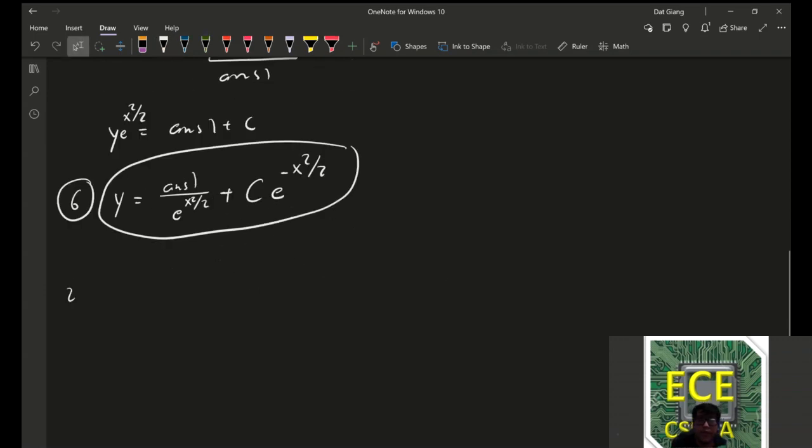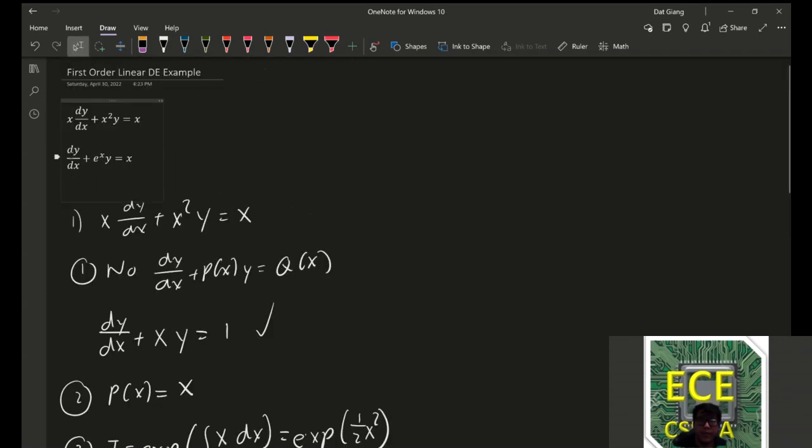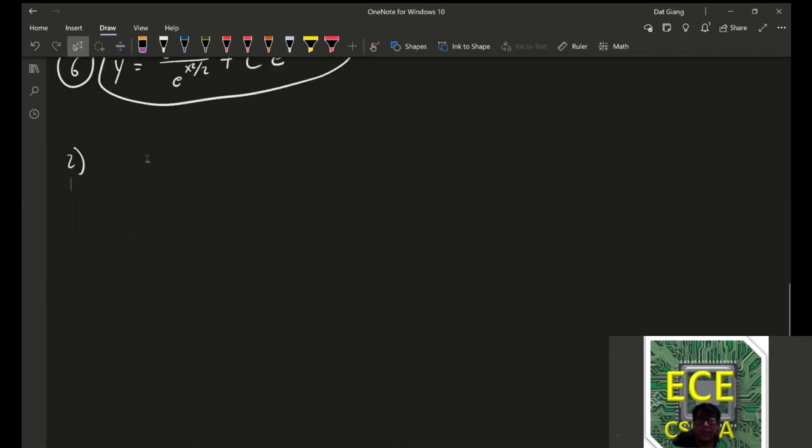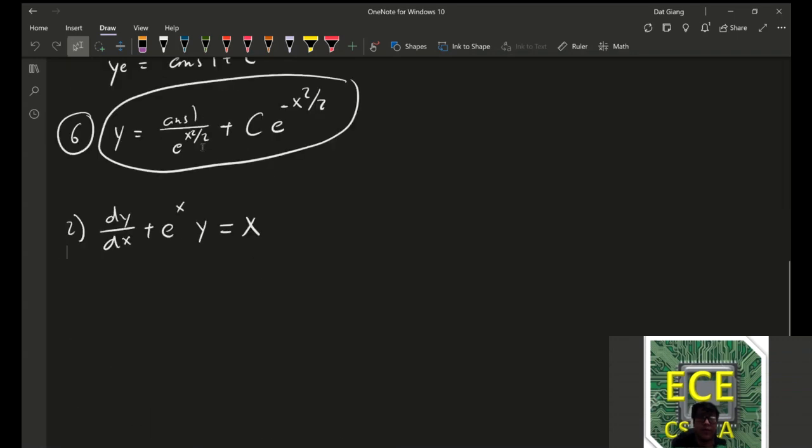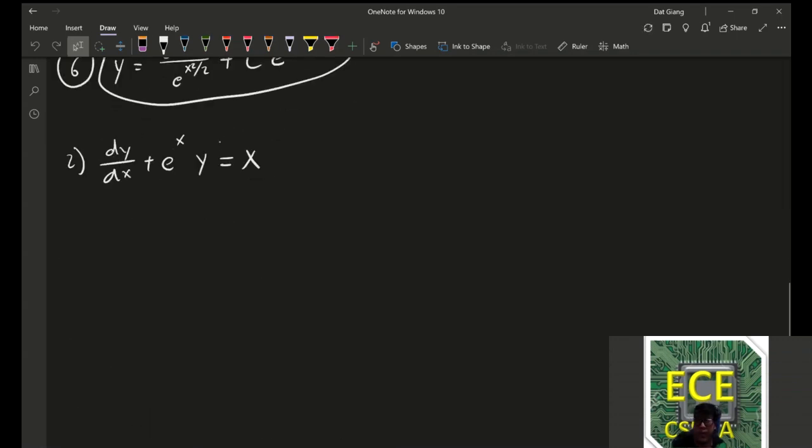Now, the second problem, we check. So it's going to be dy/dx plus e to the x y equals x. Now, as we have done with the first problem, we check, is it in the form? The answer is yes. 2. Now we have to identify what our p of x is. P of x is equal to e to the x.